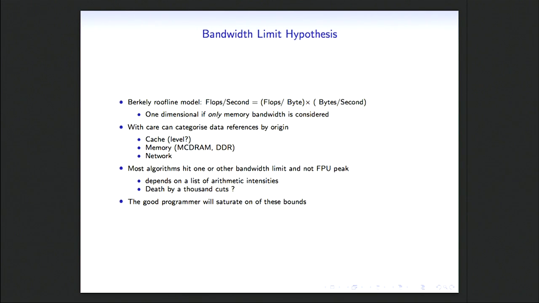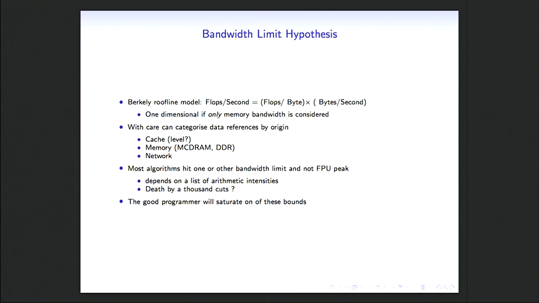Okay, so with that allusion to co-design, I'm going to revisit this Berkeley roofline hypothesis, which I really strongly support, but argue that it should be generalized to being a multidimensional description where we're interested in balancing the cache bandwidths, the memory bandwidths, and the network bandwidths in a system rather than simply looking at the arithmetic intensity in terms of the floating point to memory bandwidth ratio.